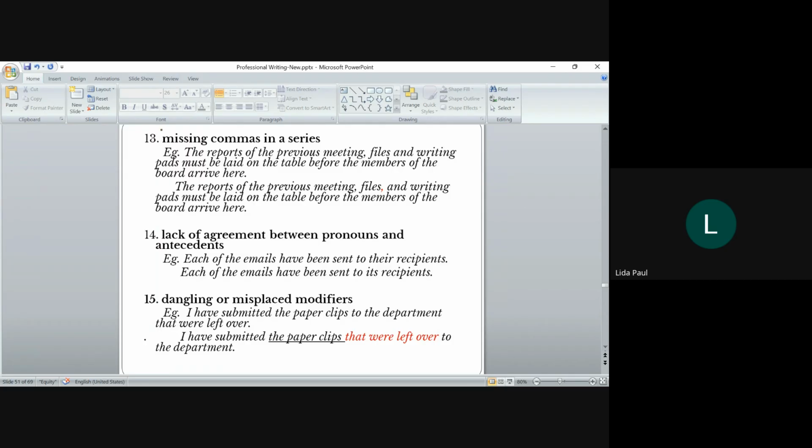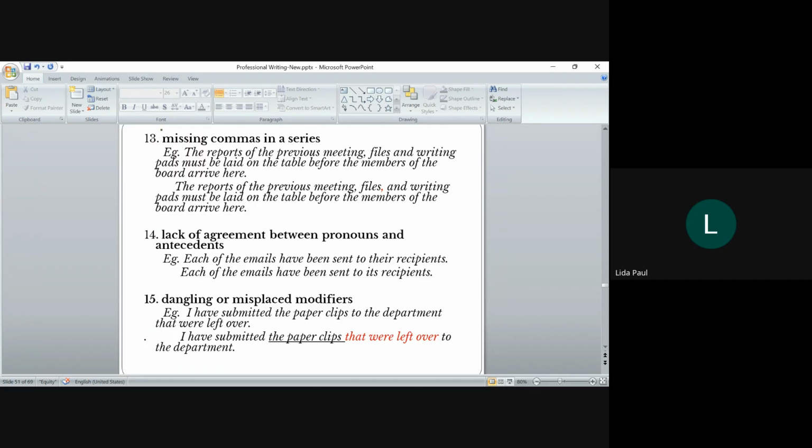But that's not the case. Here the use is singular. Hence, you will have to change that pronoun to a singular pronoun, which is "its". Each of the emails has been sent to its participants. So each of the emails is the antecedent of the pronoun "its" in this case.